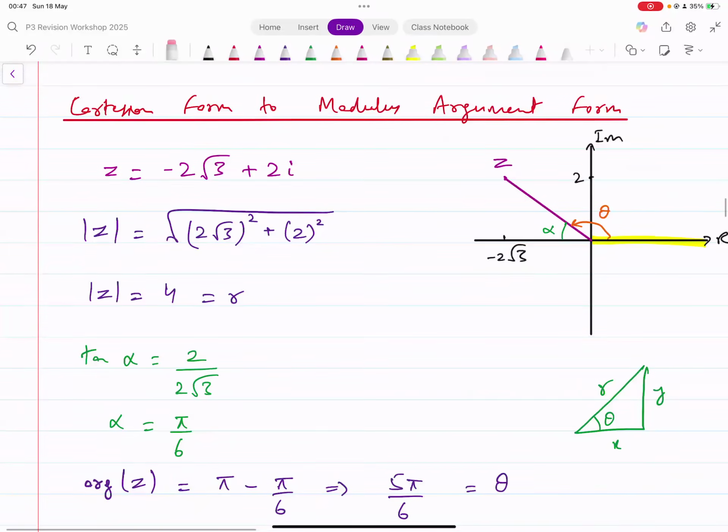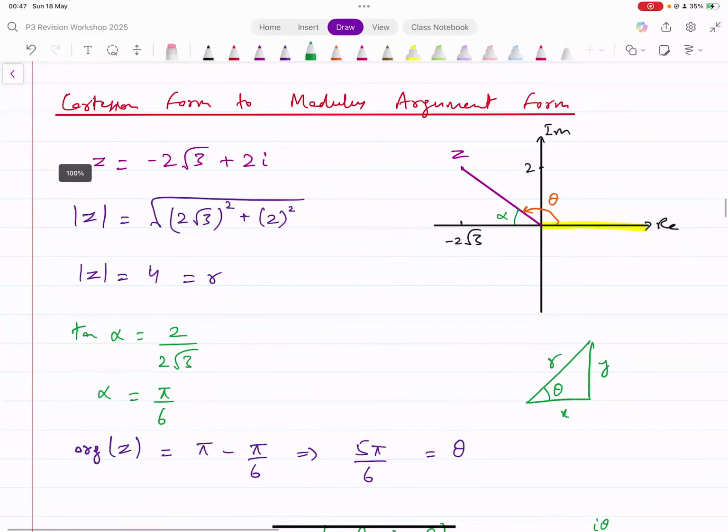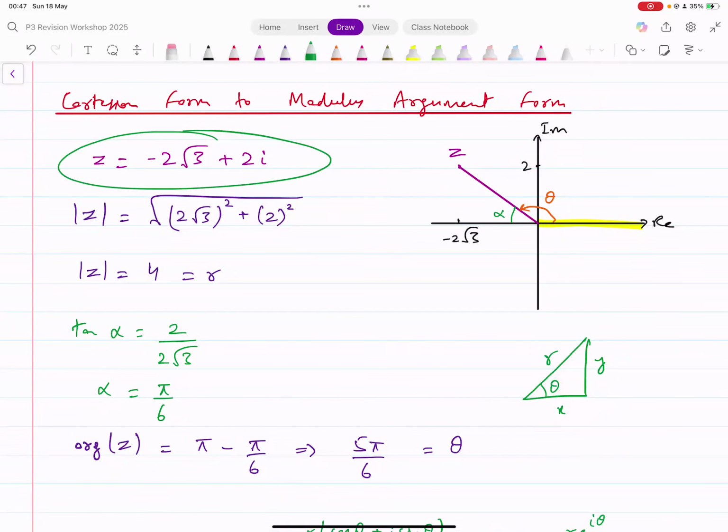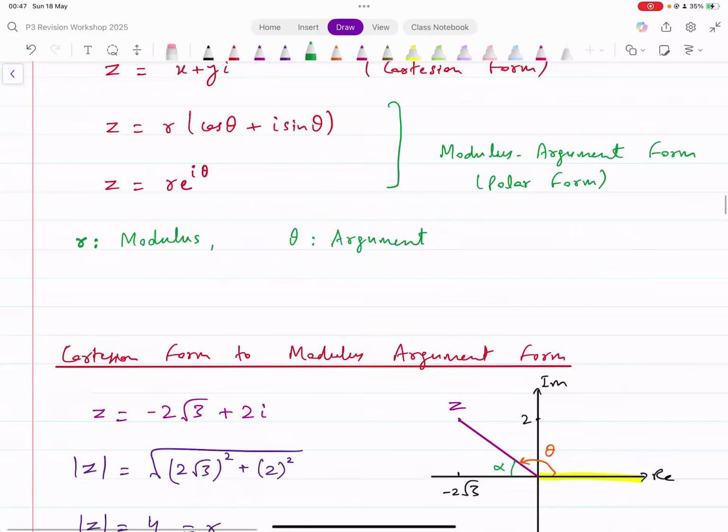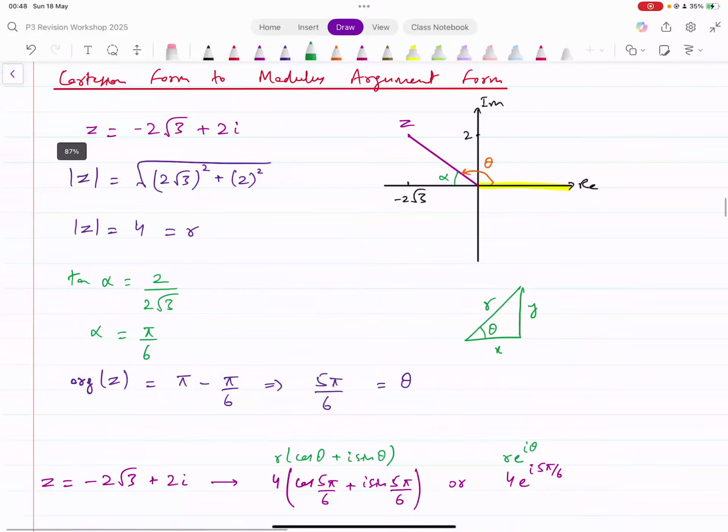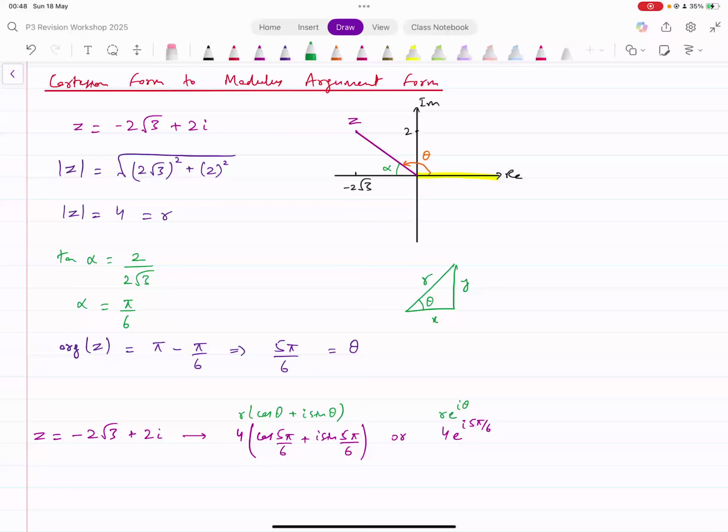Now, how do you get to those forms? How do you write a number in those forms? For example, if you have something like this, z equals minus 2 under root 3 plus 2 iota. If you want to write this number in those other two forms, you need the value for the modulus and the value for the argument. Now, how would you get that? Like using the methods that we discussed before. Use the modulus formula, square root of x squared plus y squared, and that will give you the modulus. That turns out to be 4 in this case. That's the value for r. Find the basic angle. This complex number is in the second quadrant. In the second quadrant, real part is negative, imaginary part is positive.